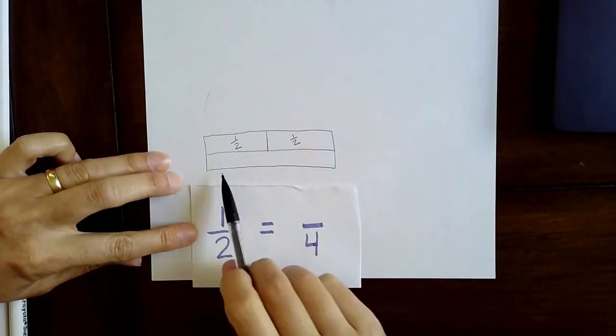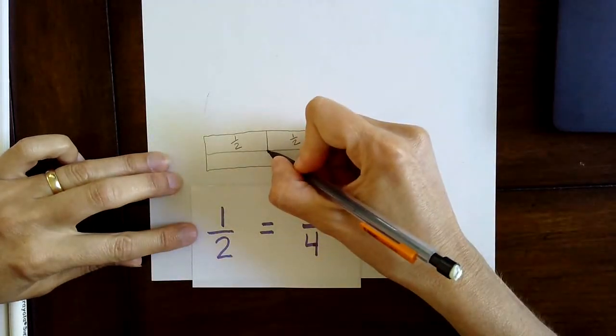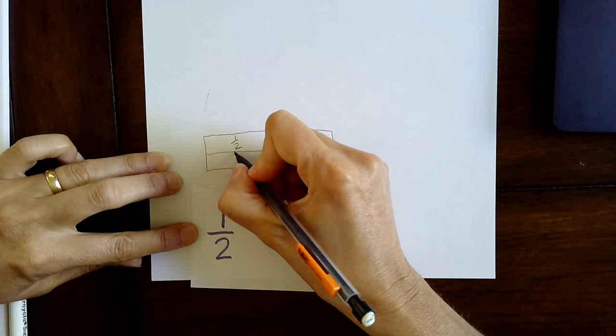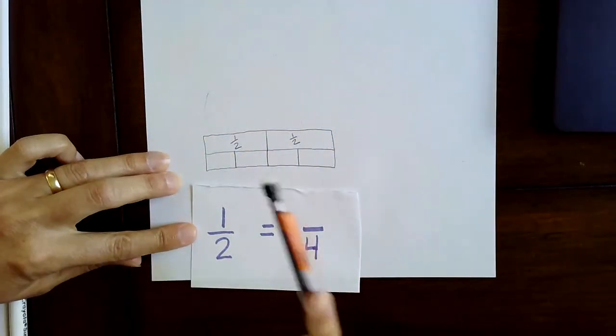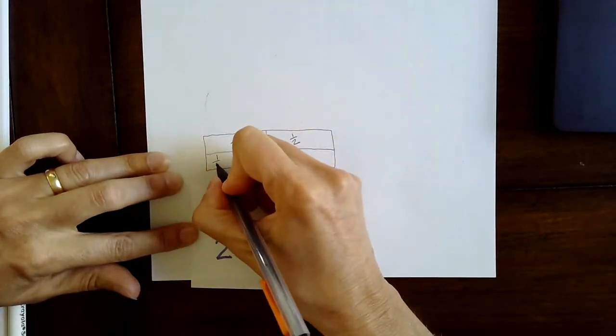And now for the bottom fraction, it's going to be fourths. And we know that 1/2 of a half is a fourth. So we're going to go ahead, divide in half, and then divide each half in half. And that should give us 4 pieces. We always check to make sure. 1, 2, 3, 4. Yes, we have fourths. Label them.